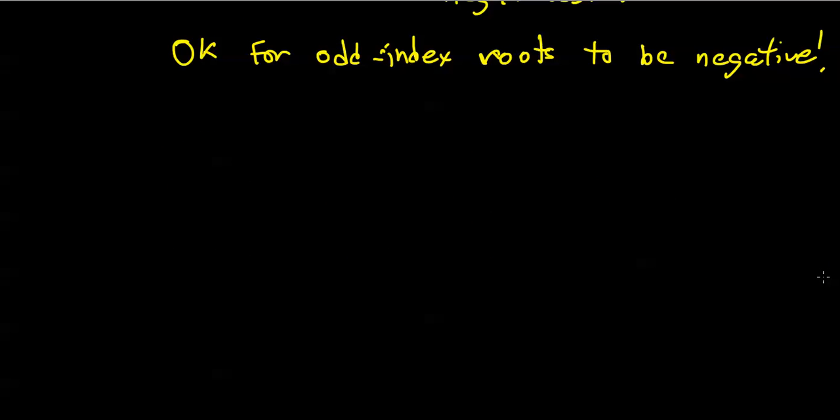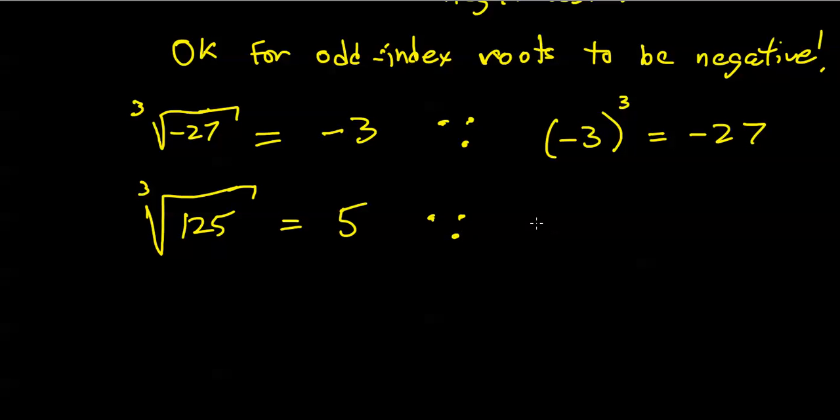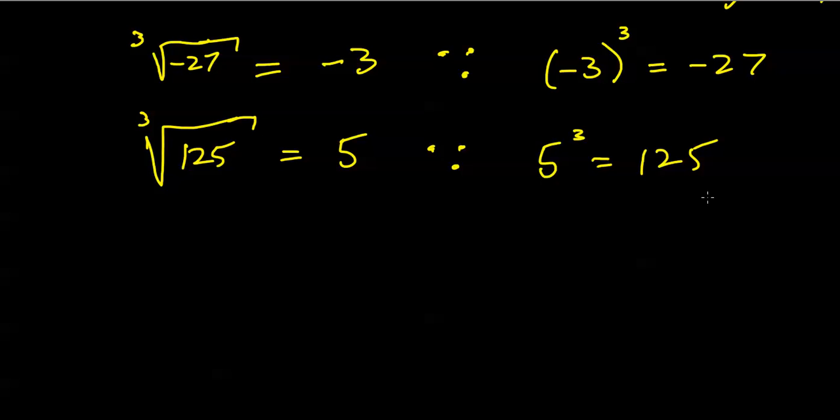Alright, what's the cube root, or the third root, of minus 27? Well, of course, you're going to say the third root of minus 27 is negative 3. Why? Because negative 3 is the number I raise to the third power to get negative 27. Okay. What's the third root of positive 125? Well, the third root of 125 is 5. And again, because 5 to the third power is 125. Hence, 5 is the third root of 125.